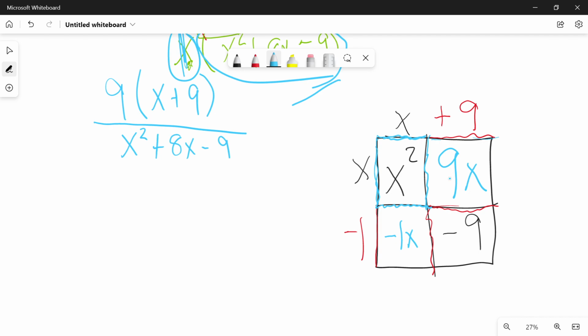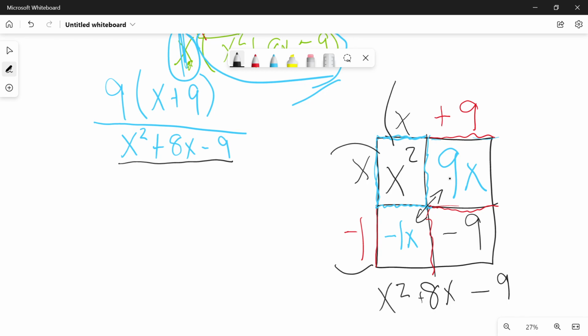So now I could look at what would this whole area be, right? Well, part of it is the square in the front, x squared. Part of it is this rectangle down here in the back, negative 9. And then I have these two parts right here that can be combined. What is 9x minus 1x? That is 8x. Now, if you look, that was the expression that I had here. And what it tells me is that I can break it into these factors.